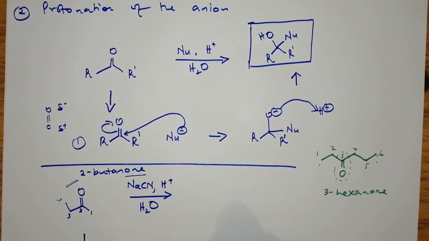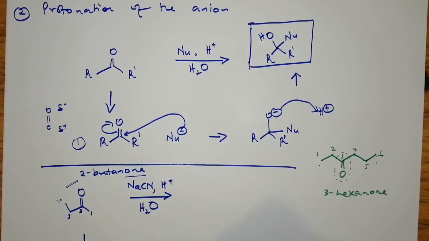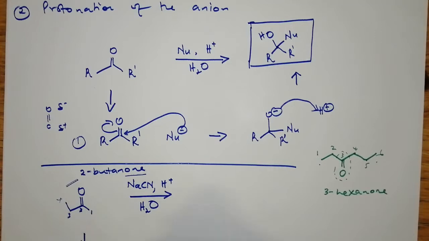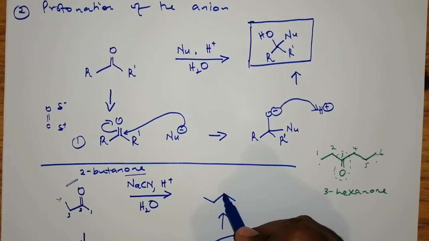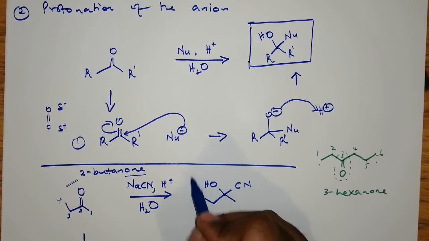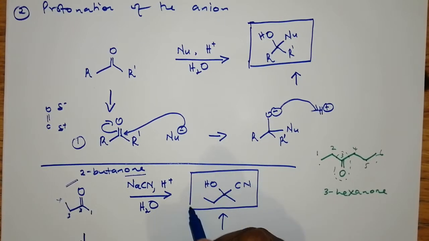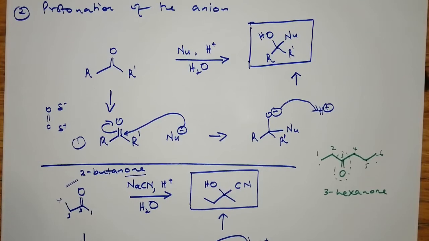We've got an O minus right there. Then there is our nucleophile, right? And then this is the first step. Then the second step is protonation, right? Then we're going to protonate our anion right here, and then we get our final product, which is this. So there is our final product. So this is an example of nucleophilic addition to carbonyls.